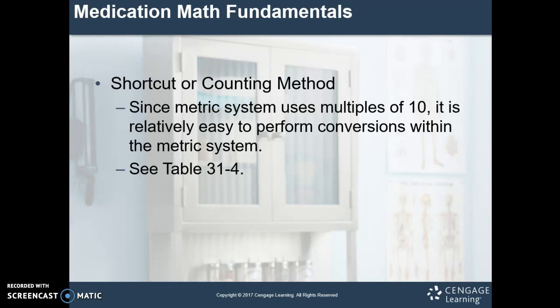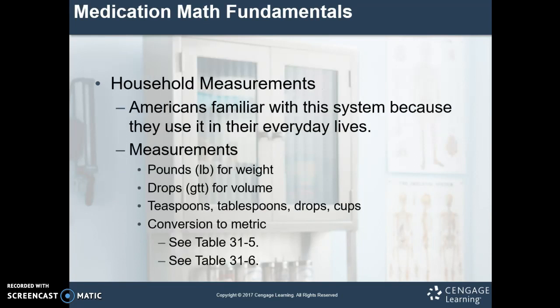And this involves moving your finger up and down that box and figuring out what conversion you need to use to get to your answer. Household measurements. We are familiar in America with this system because we use it in our everyday life. So pounds for weight, drops for volume, teaspoons, tablespoons, cups. And unfortunately, when we get into a healthcare setting, we need to be able to convert these into the metric system. So there's a conversion to go from teaspoons to mLs. There's a conversion to go from pounds to kilograms.